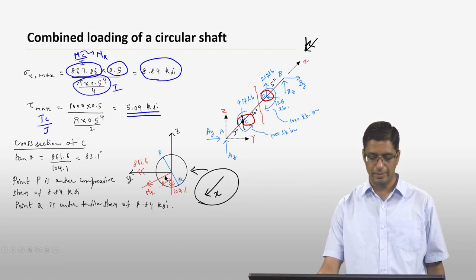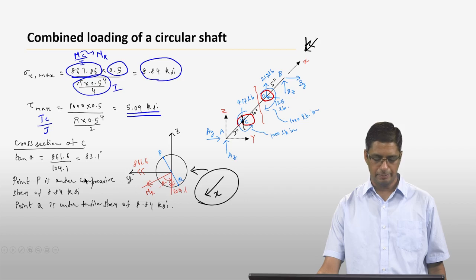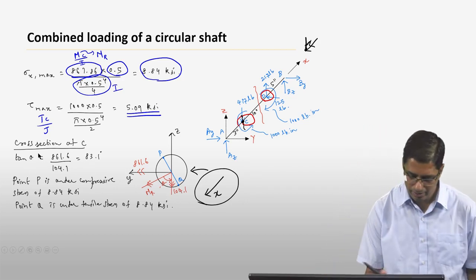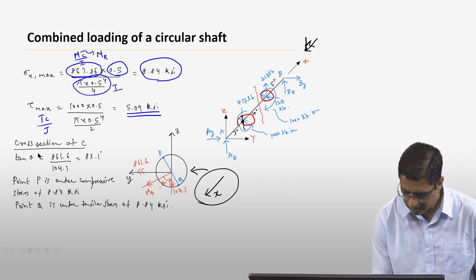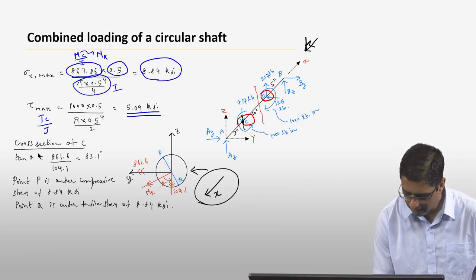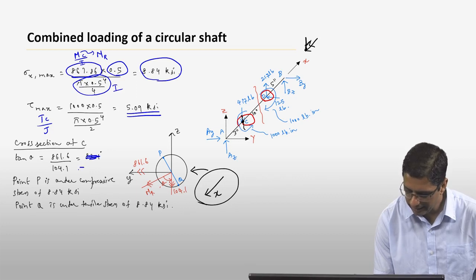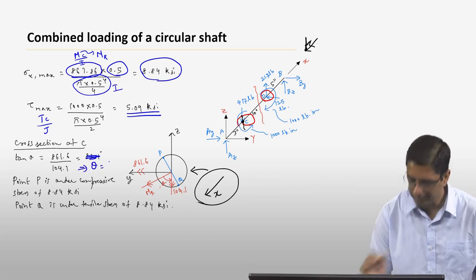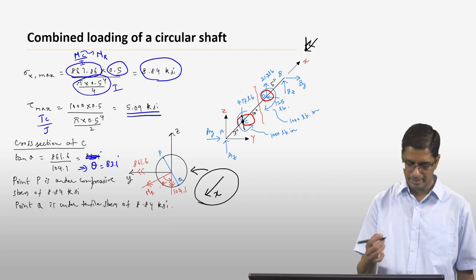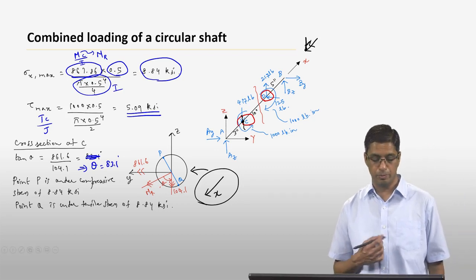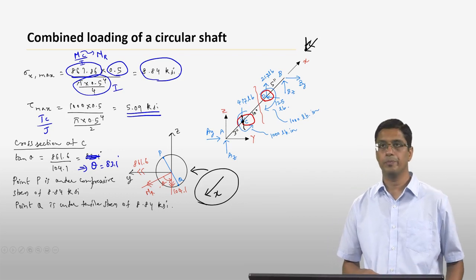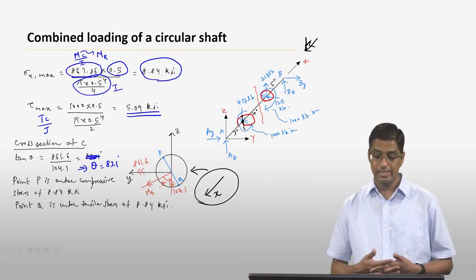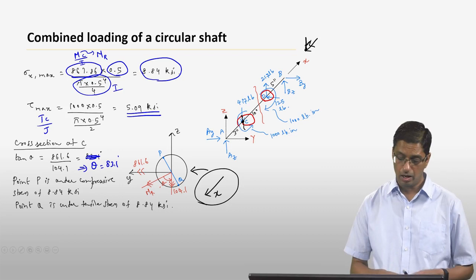Theta is going to be nothing but My divided by Mz, sorry, I made a mistake here. So tan theta is 861.6 by 104.1, which means that your theta is going to be 83.1 degrees. Okay, so that essentially tells you what is the direction of Mr.